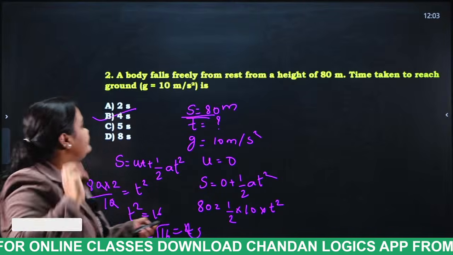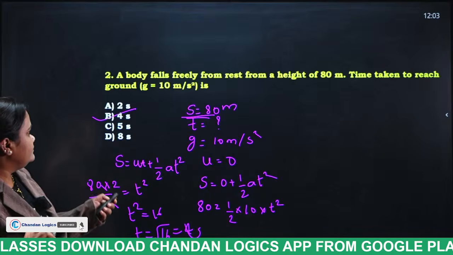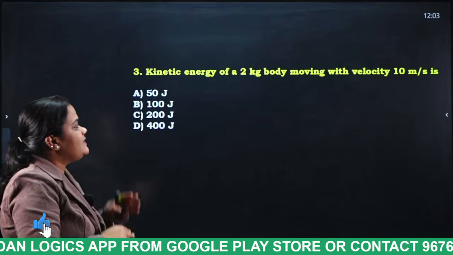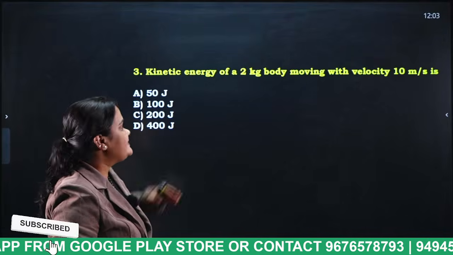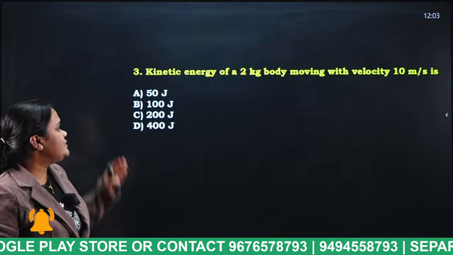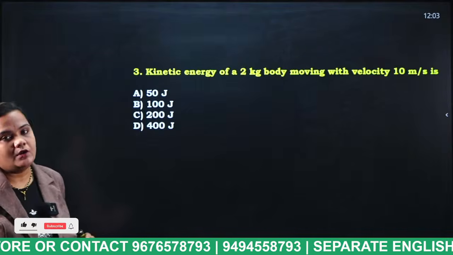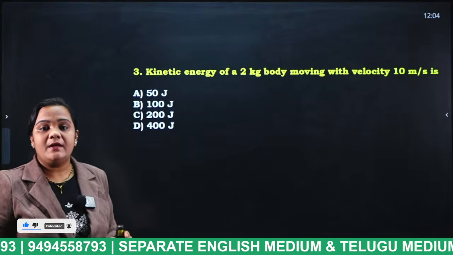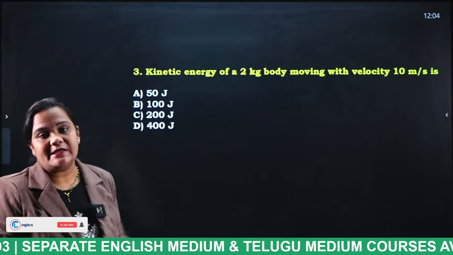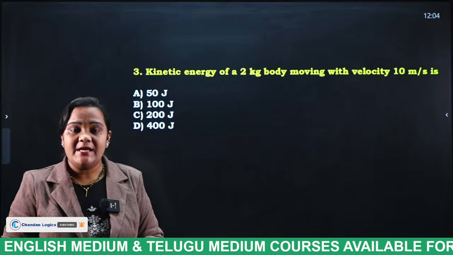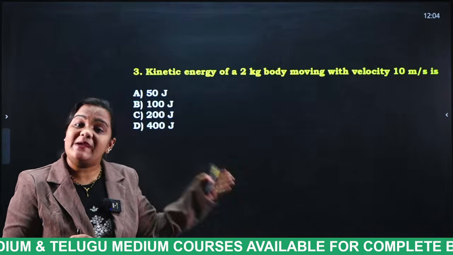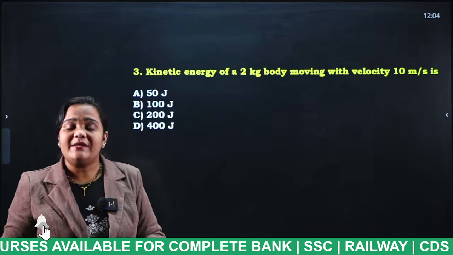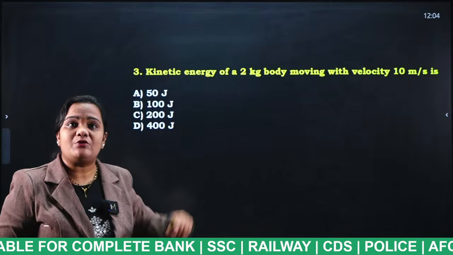And the next problem. Kinetic energy of a 2 kg body moving with velocity 10 meters per second is 50 joule, 100 joule, 200 joule, 400 joule. Okay. I have already explained this in the evening session. Either we may get problems from velocity or kinetic energy or potential energy. Sometimes we will get problems from speed, distance. So, what is the formula for speed? Speed is equal to distance into time. Okay, the basic formulas everyone must know, students. Now try to solve this problem.